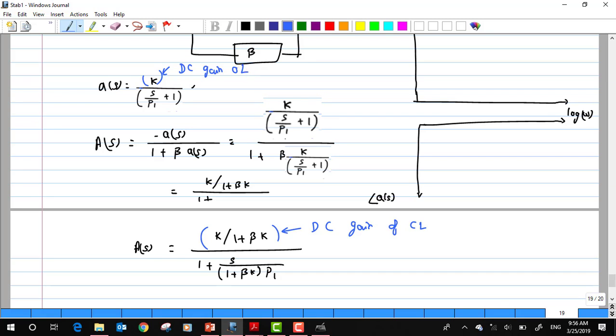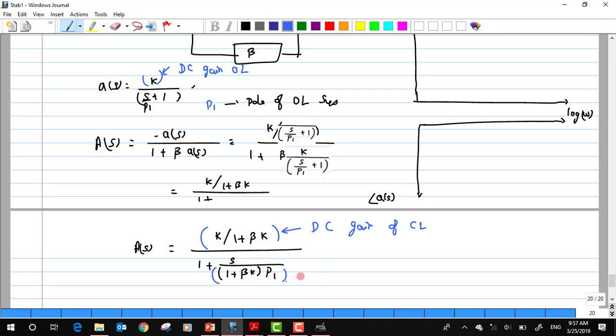Where is my pole? It says that the pole is located at P1, right? That is the frequency at which I have the pole of the open loop system. But what happens here? Which is my term? Okay, so what is the inference of these two things? What has happened to my magnitude first of all, when I move from open loop to the closed loop?